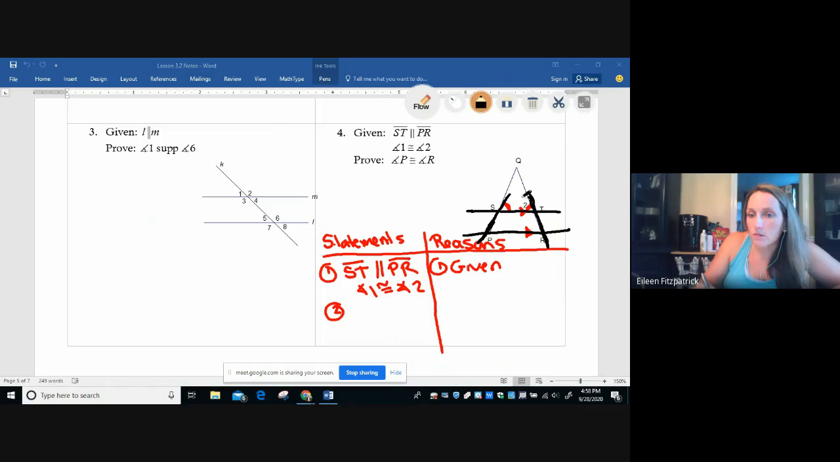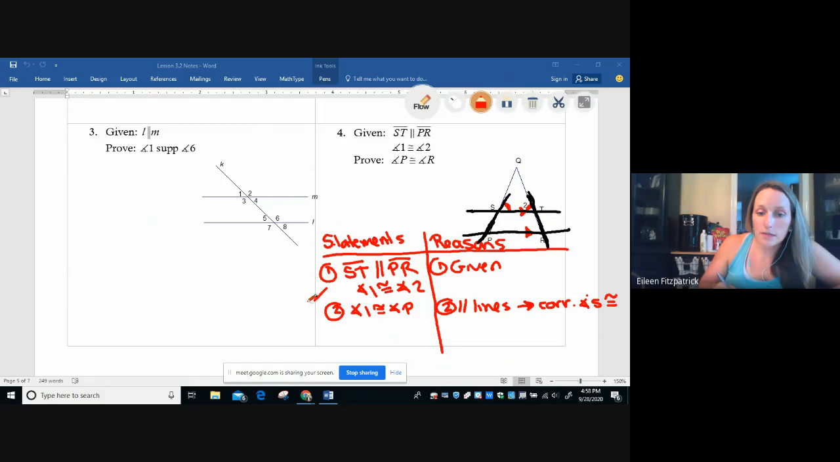All right, so angle 1 and angle P are corresponding angles. So I can say that angle 1 is congruent to angle P, and the justification there is parallel lines implies corresponding angles congruent.